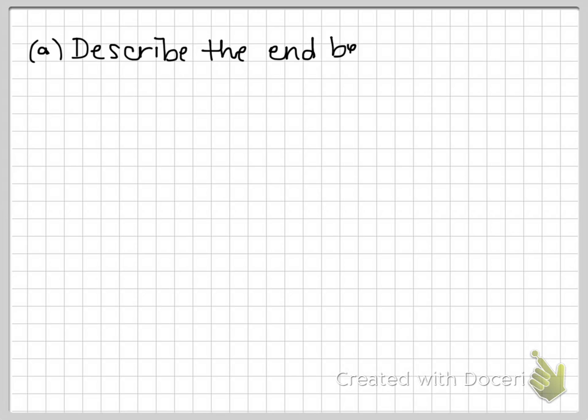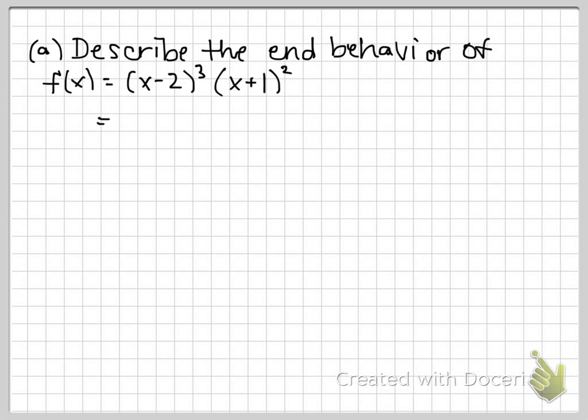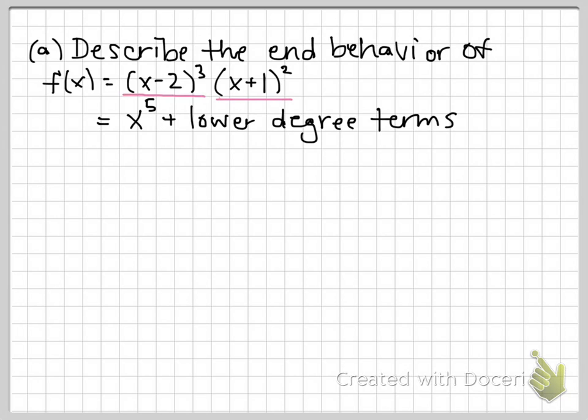All right, so let's try describing the end behavior of the polynomial f of x equal to (x minus 2) cubed times (x plus 1) squared. Now, if you were to factor this polynomial out, what would happen? I would get an x cubed term from the first product and an x squared term from the second product. x cubed times x squared gives me an x to the fifth. And I could multiply out the rest, but all I really care about is the leading term.